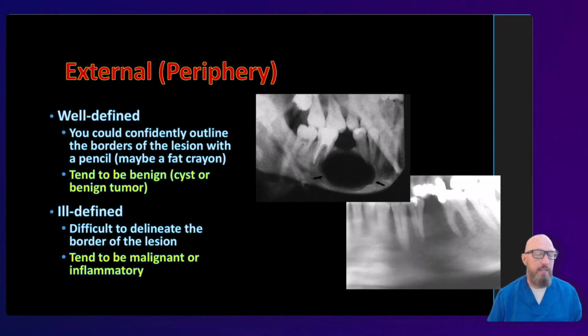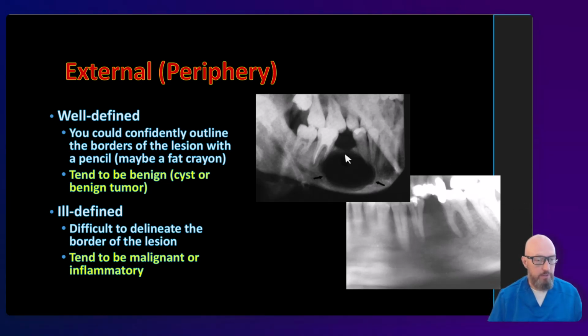So here's the simple test. If you could take a pencil and confidently outline the border of the lesion, then it's well-defined. Or since I'll give you a little leeway, if you could outline it with a fat crayon. So instead of a small pencil, think fat crayon. I'll still call it well-defined. And this is what I mean by it.